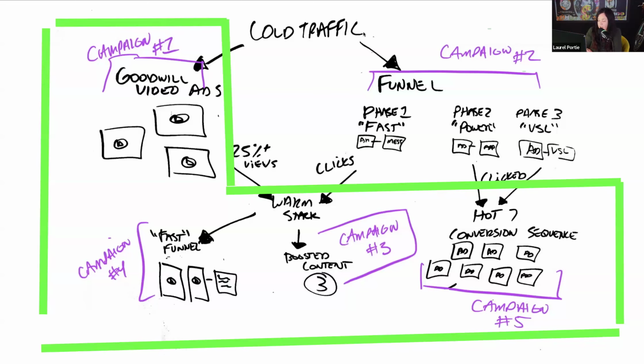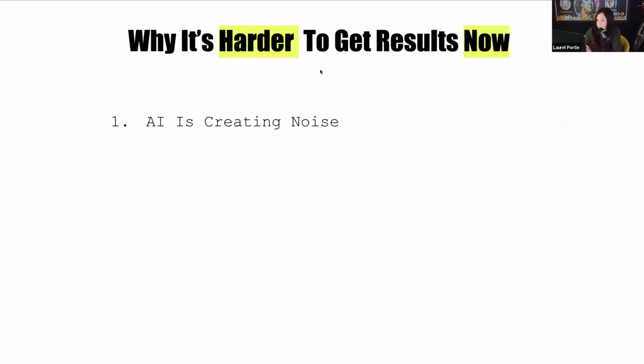Let's actually get some principles out of the way before we get into anything, okay? Because you guys have probably noticed it is harder than ever to get results. And right now, I would say the number one reason that it's so hard to get results is because AI is creating so much noise, right? We not only have AI taking the place of having real conversations with people, we also have AI writing a lot of the content that you see online, right?